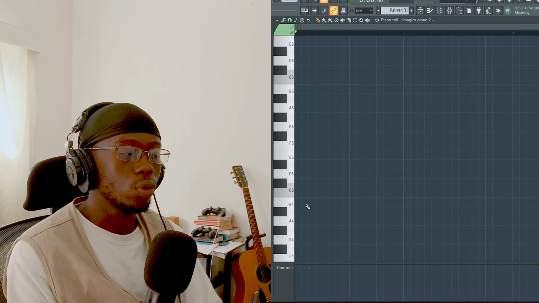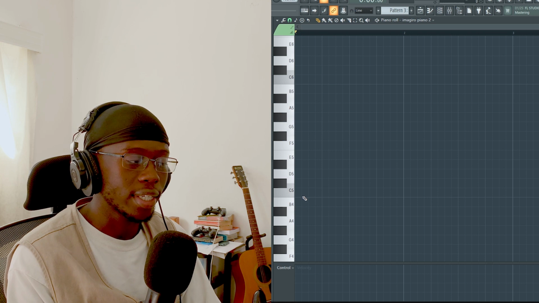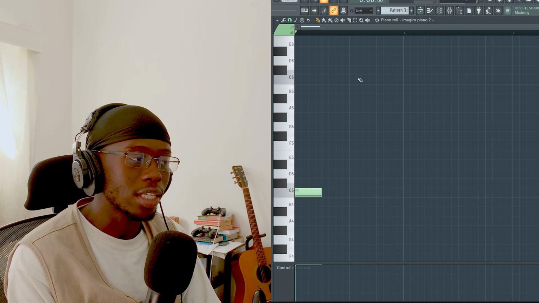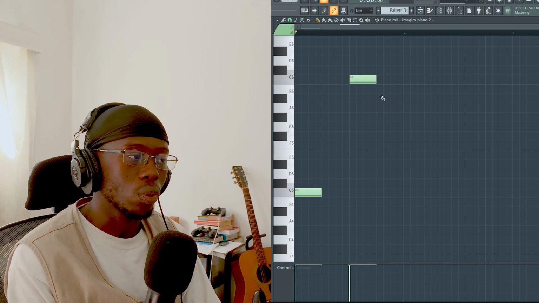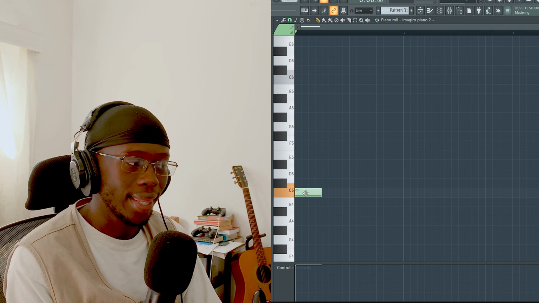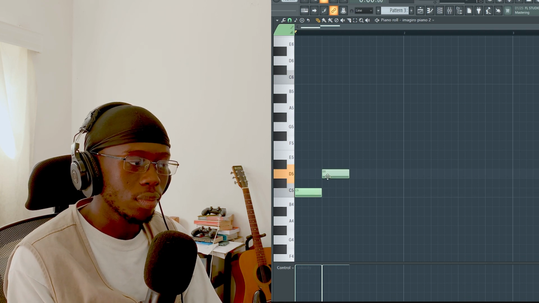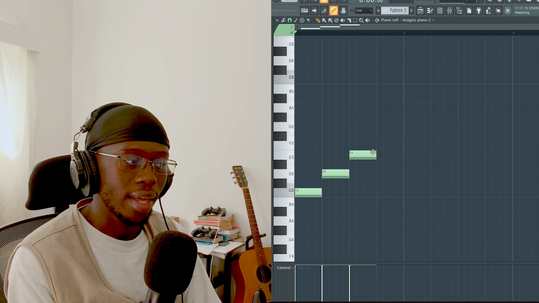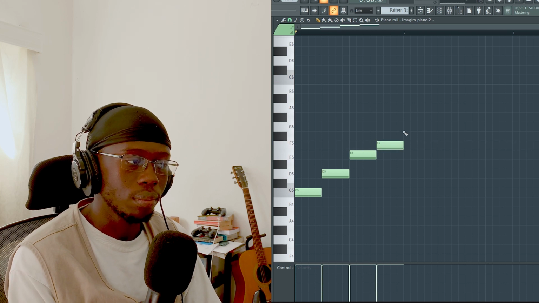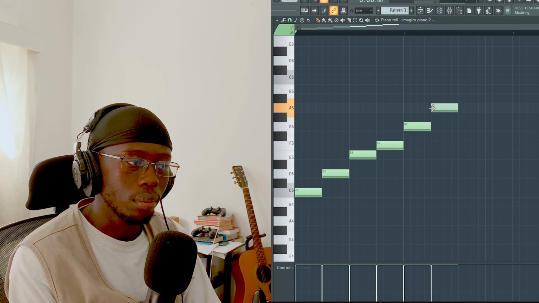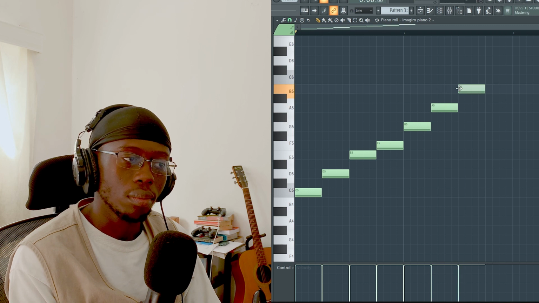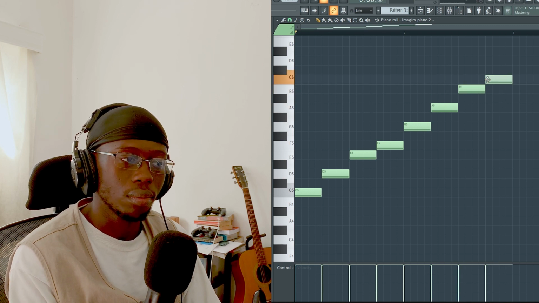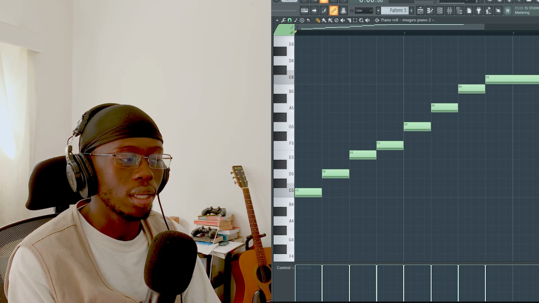Another way to do it is to just use all the white notes starting from C to C in the next octave. So we're going to have C, and then we go to D, and then E, F, G, A, B, then back to C. So now we have a C major scale.